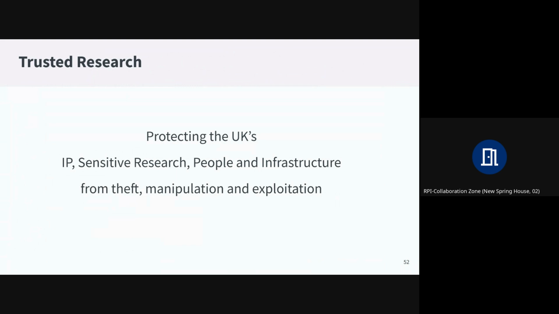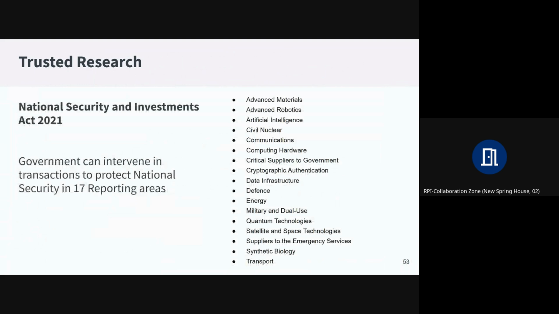Trusted research is about protecting the UK from theft, manipulation and exploitation. And it's part of a relatively new act called the National Security and Investments Act 2021. It means that the government can intervene to protect us as a nation, particularly around these sensitive areas. Sorry, that text is so small, but we call them 17 sensitive areas. If you work in engineering or science, these are things that you may be familiar with, but we have to check any agreement, any research against these.